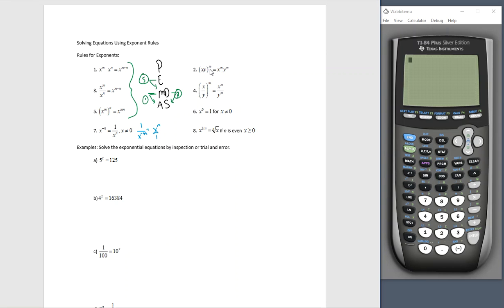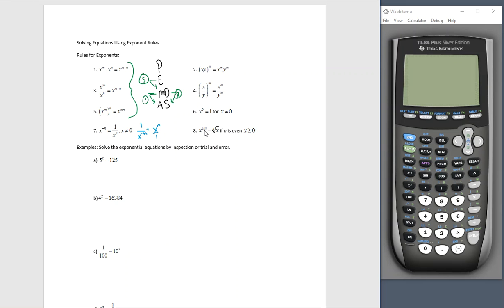This is a power over a product. If you're multiplying two things and raising them to a power, then you could just distribute that power to each of them. It only happens for multiplication and division, not for addition and subtraction. X divided by y to the m power is x to the m over y to the m. Number 6 is a very important property. Anything other than 0 raised to the 0 power is 1. If you want to know what 0 to the 0 power is, come and see me in calculus.